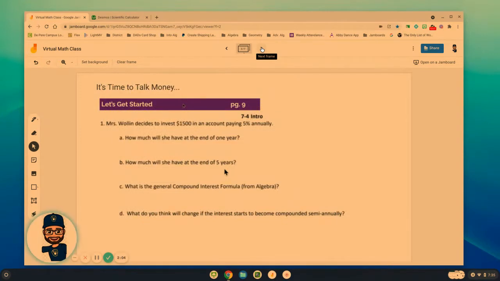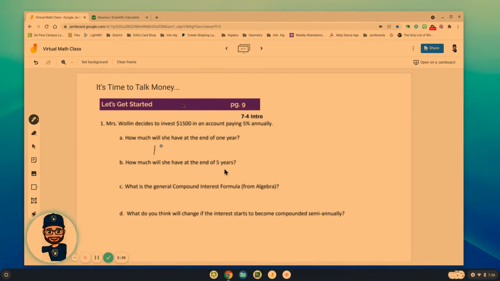So it's really time for us to start talking about money, right? When we talk about compound interest and money and growth, we're talking about what's called a compound interest formula. One of the examples that we're going to use is from page 9 of the packet, where Mrs. Wallen decides to invest $1,500 into an account that is paying 5% annually. So she's going to get 5% every year. Question number 1 wants to know how much will she have in her account at the end of 1 year.